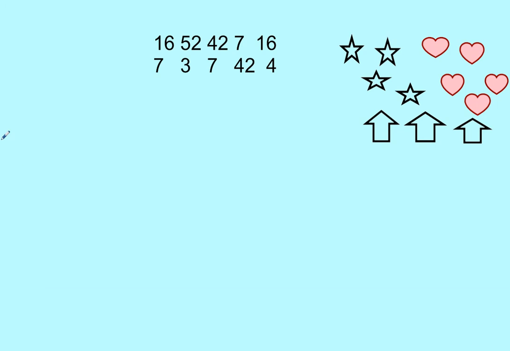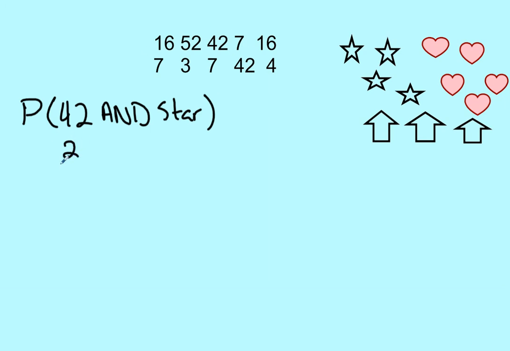First one is the probability of 42 and a star. Okay, so 42, there are 2 42s here out of 10. So there are 10 numbers here. And there are 4, 9, 12 shapes here. Make sure I drew it correctly. 12 shapes. Right. So 2 out of 10 is the chance of getting a 42.